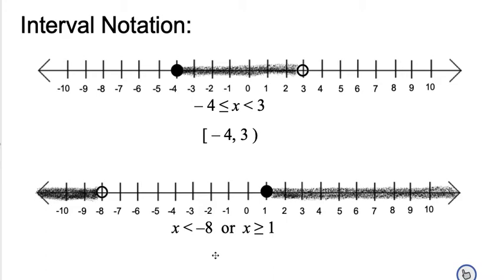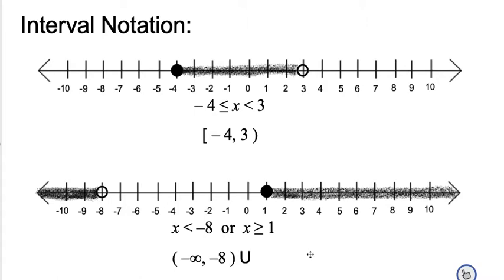So, we start with a round bracket, -infinity. The shading goes from there until -8. Since -8 is not included, we give it a round bracket. The word or is represented by the union symbol.